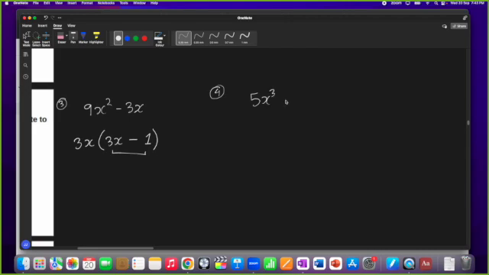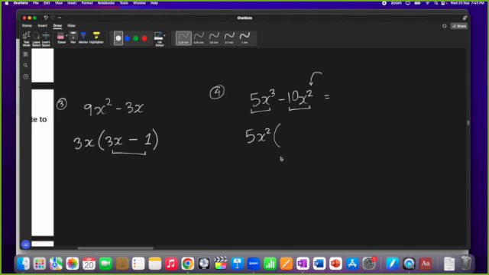5x cubed minus 2x squared. No, not 2x squared, because that is not in common, right? Minus 10x squared. All right. So you can see, what do they have in common? Well, they both have 5 in common, but they also have the lowest power of x. This is what I mean by the lowest power of x, the lowest power of x being x squared. So I could pull x squared out of both of them.